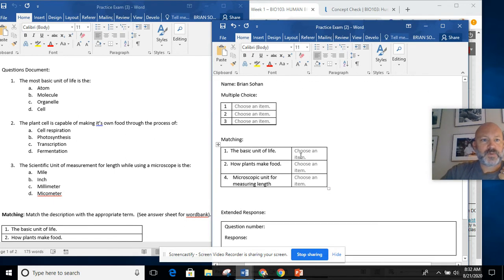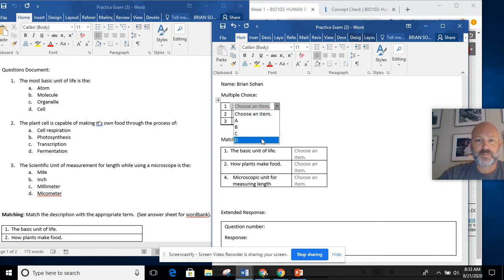Okay, so if we look at question number 1, what is the most basic unit of life, right? The most basic unit of life is... and the answer is the cell. So number 1, I'm going to put choice D. If you click on this, there's a drop-down menu here. I like to use these drop-down menus for multiple choice, and I like to use them for matching as well. So get used to this. So just open this up, choose choice D. It goes right in there.